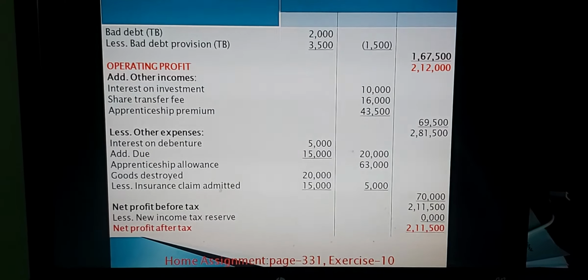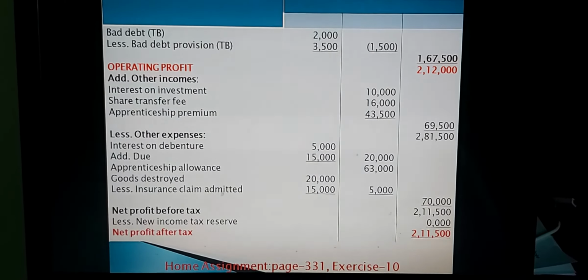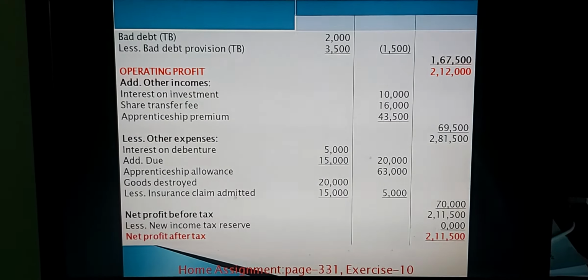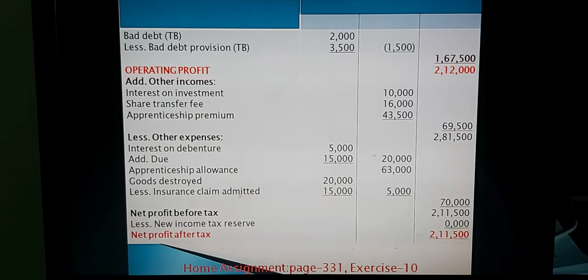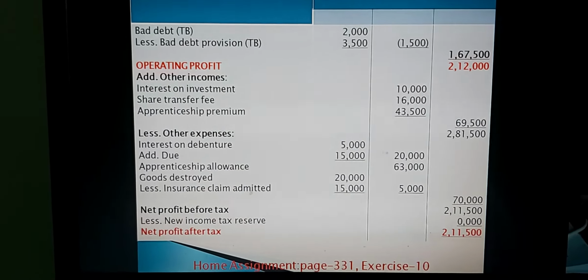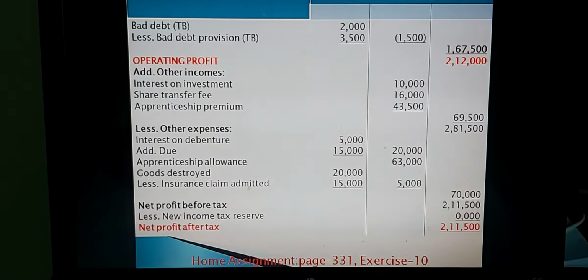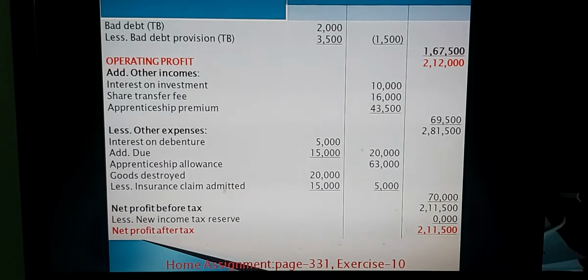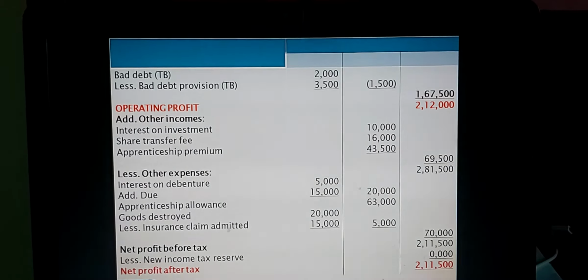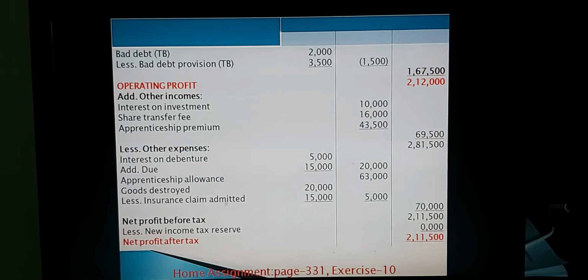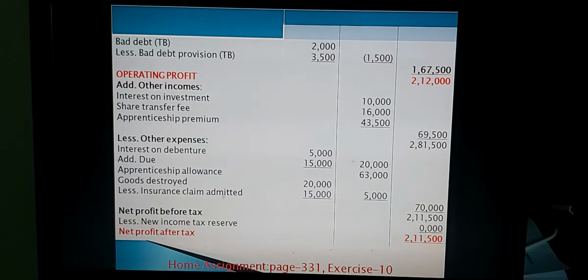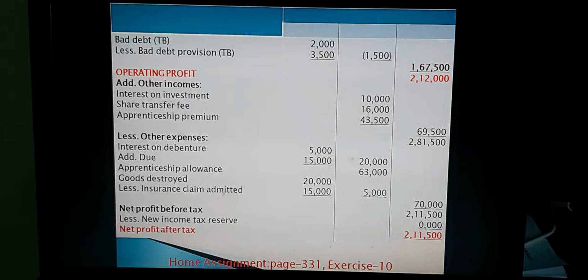Interest on debenture in this math as other expenses. Apprenticeship allowance in trial balance is available 63,000. This amount to be taken in middle column. Another one, goods destroyed from adjustment number 1. Any kind of lost or abnormal loss or stolen is to be treated as other expenses. So goods destroyed taka 20,000, but insurance claim admitted taka 15,000 for this loss. So actual loss is taka 5,000.